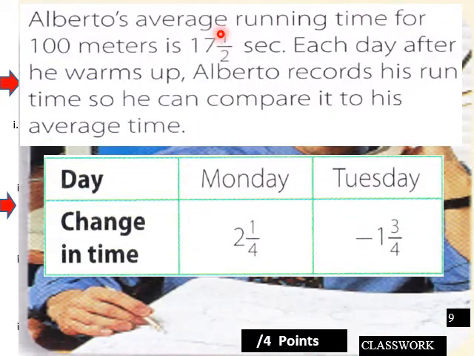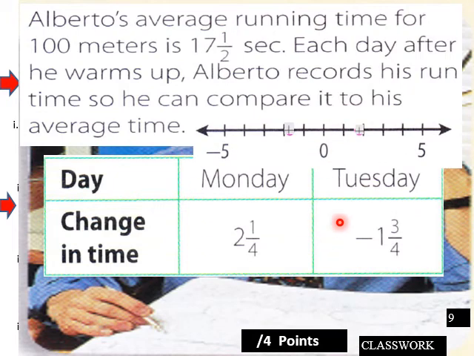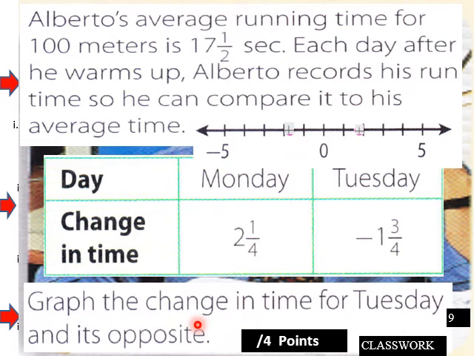Okay, Alberto's average running time for 100 meters is 17 1/2 seconds. Each day after he warms up, Alberto records his run time so he can compare it to his average time. So here's Monday's change in time, 2 1/4, and then Tuesday is negative 1 3/4. So negative 1 3/4 would be over here. Graph the change in time for Tuesday and its opposite.